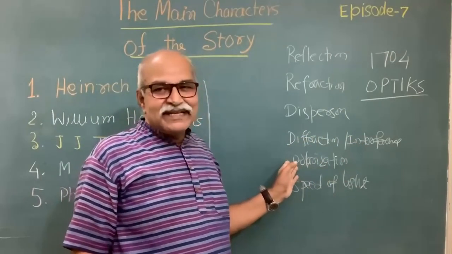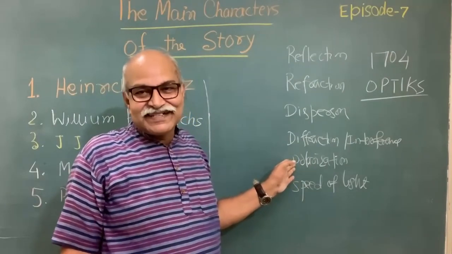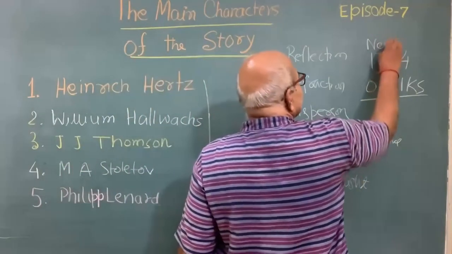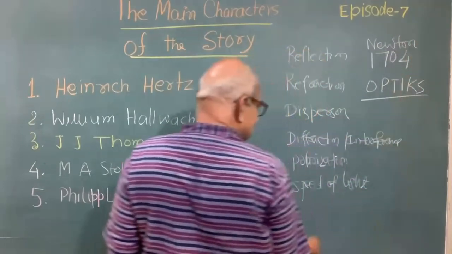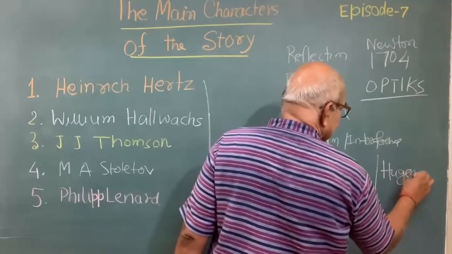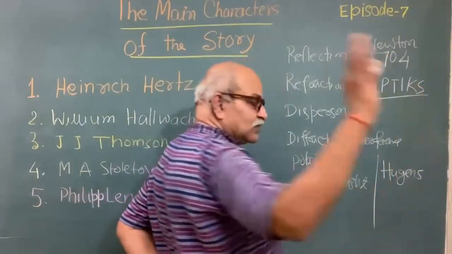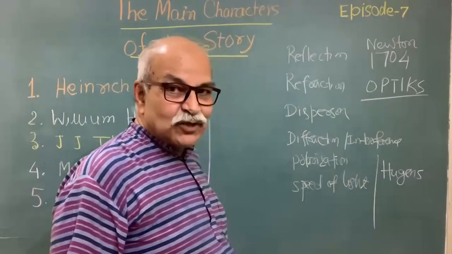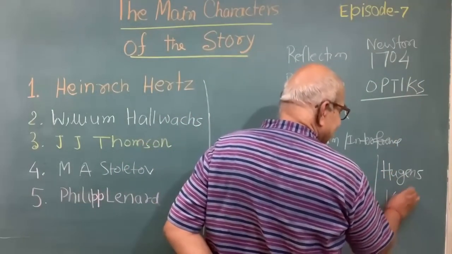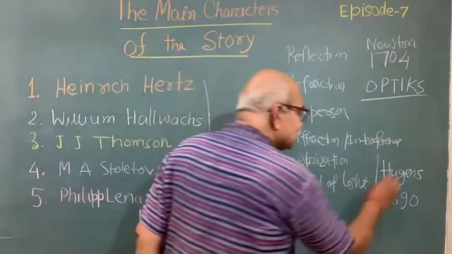He talks of polarization, although he himself doesn't seem to have done a lot of experiments on polarization, but another scientist did. So this is Newton, and then you have Huygens, Christian Huygens. He also wrote a book on optics based on various experiments and various observations. And that was sometime around 1690. Okay.